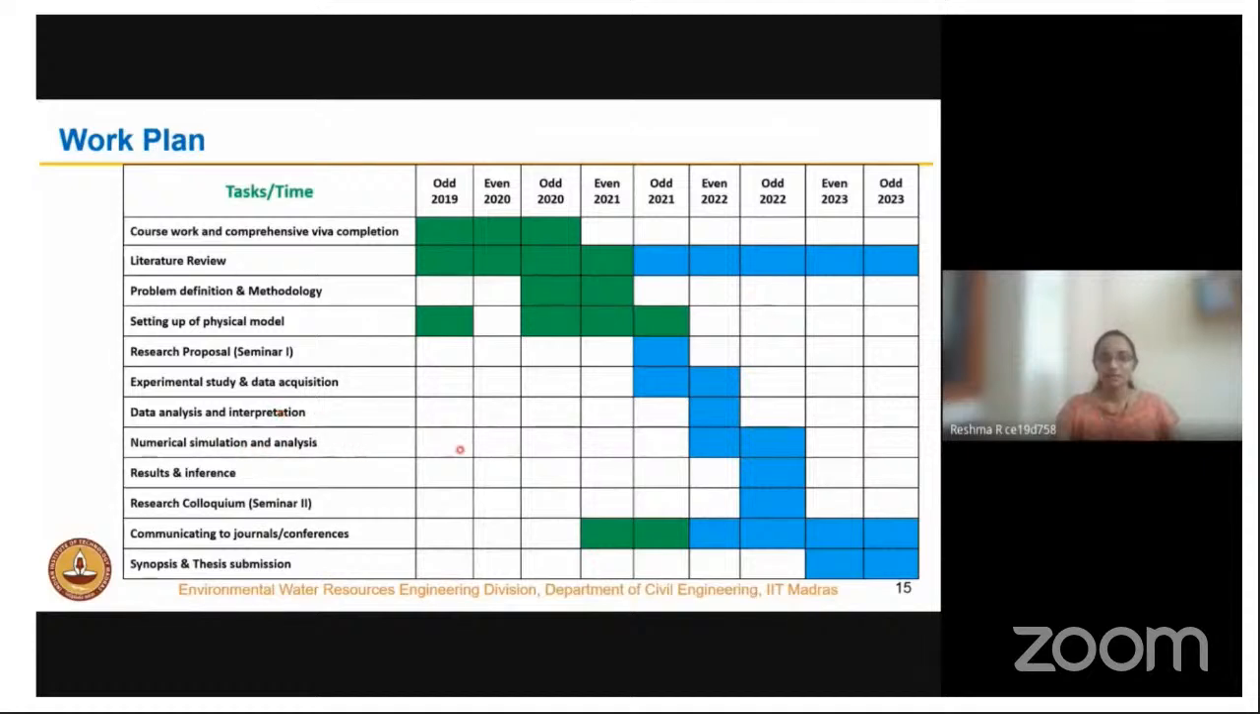Numerical simulation and analysis will be carried out in the even semester of 2022 and odd semester of 2022, followed by the results and inference, as well as the research colloquium. Communicating to journals and conferences have already been initiated and will be continued till the end of fourth semester 2023. Synopsis and thesis are proposed to be submitted by the end of odd semester 2023.